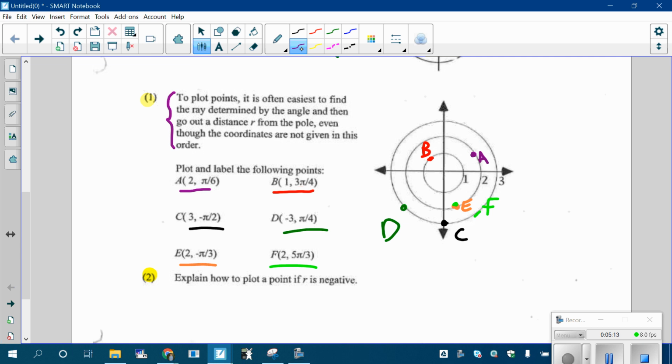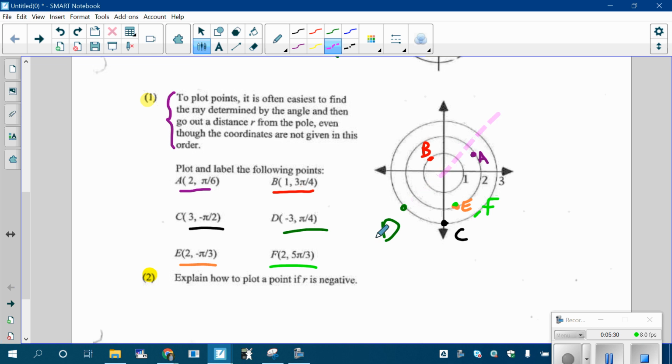Not a big deal. You just go to pi fourths, but instead of going out 3 units that direction, you go out 3 units the other direction. So when you have a negative R, instead of going out, you go backwards through the pole and go out the other direction.